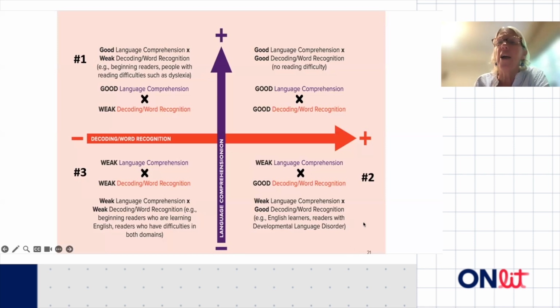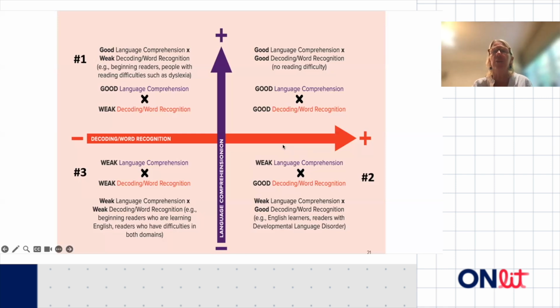The second profile is the opposite, where the kids have weak language comprehension, right? They're down here, but they have good decoding and word recognition. And those students are often our English learners, our readers with developmental language disorder, DLD. These kids are students with reading difficulties such as dyslexia.